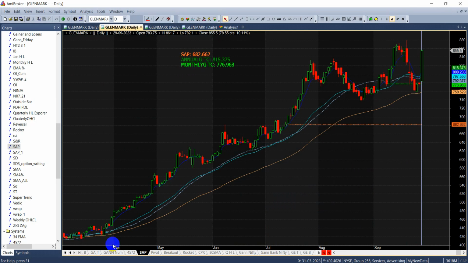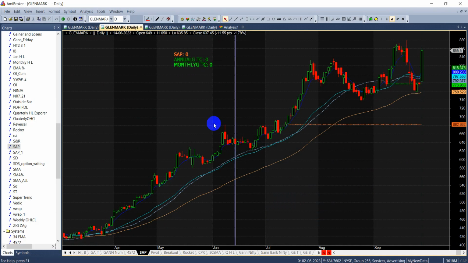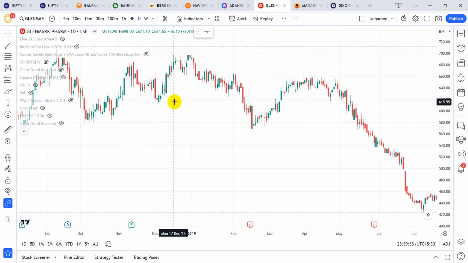So let's first start with Glenmark. If you see here, it made a major bottom on 15 Feb 2019. It made a bottom at 554. From there, we had a very good rally till 680, and then eventually it broke down. But this was a major bottom for the time being, for at least 5 to 6 months.